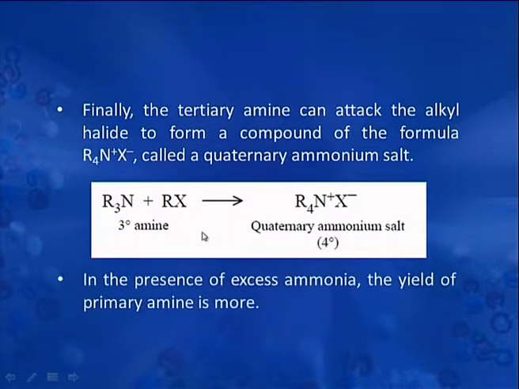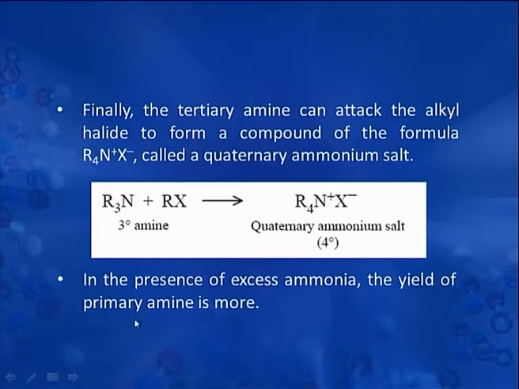So, this is the disadvantage, that if we want to prepare only one class of amine, we do not get completely one class of amine, but we get a mixture of primary, secondary, tertiary and quaternary ammonium salts also by the ammonolysis of alkyl halide. But in presence of excess of ammonia, the yield of primary amine is more.